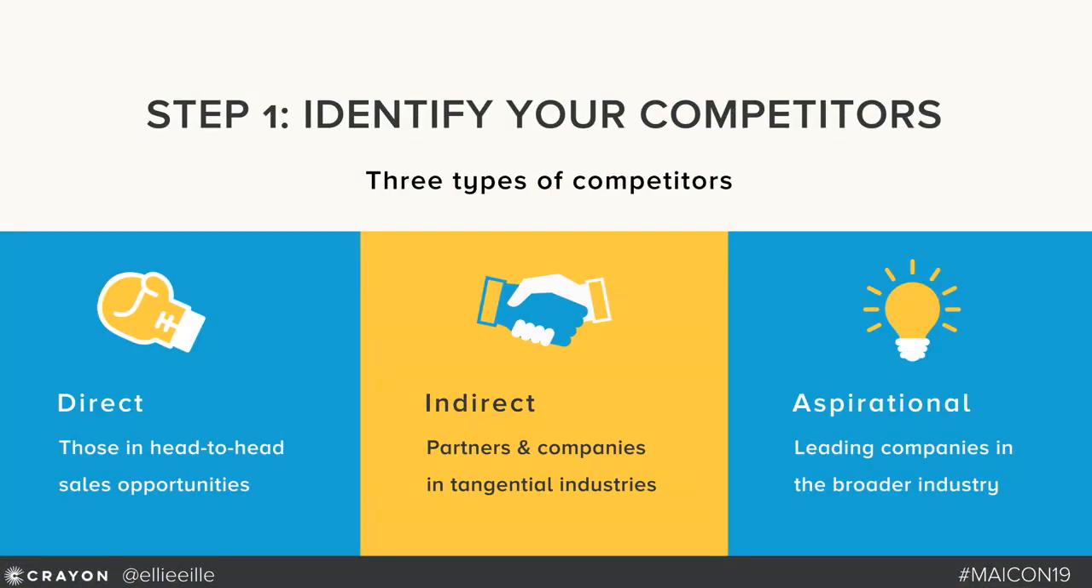As part of identifying our competitive landscape, we want to think about who are the full list of competitors that we want to consider. They're probably the ones that you hear about the most internally, but we also want to think about our indirect competitors. These are companies that are maybe our partners or companies in tangential industries. And then finally, we want to think about aspirational competitors. What's great about the aspirational competitors is they provide a lot of inspiration.